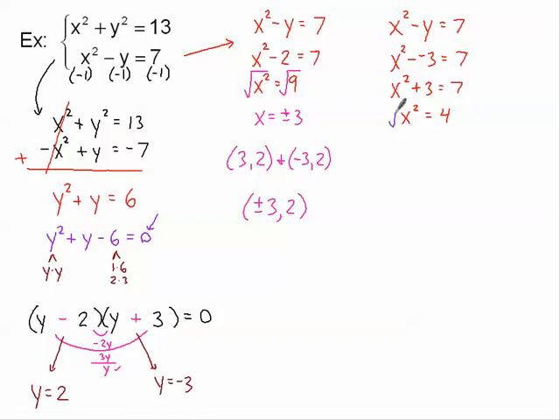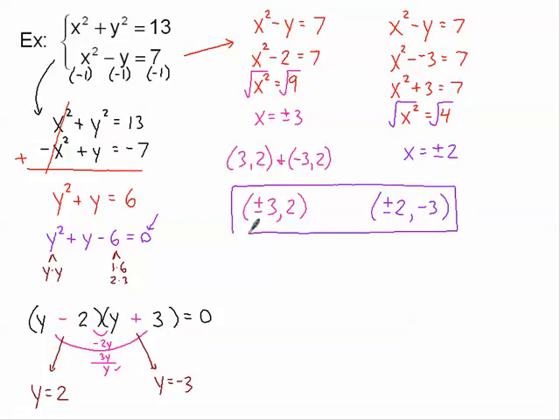When I take the square root of this, I remember that I'm taking both positive and negative roots, so plus or minus 2. So my other answers would be plus or minus 2, comma, the negative 3 for the y coordinate. These are my 4 answers.